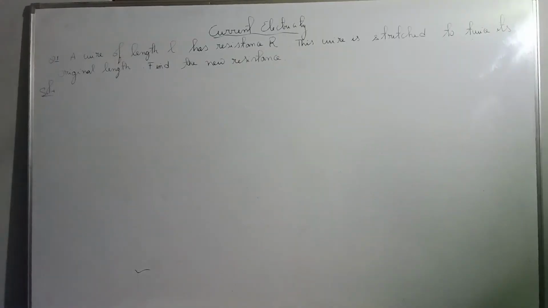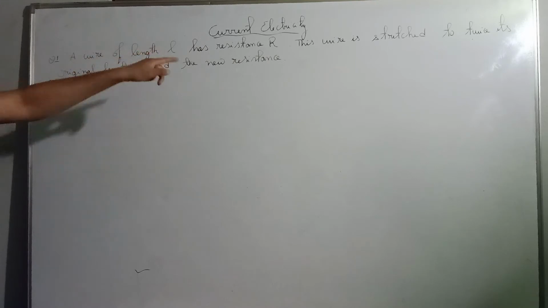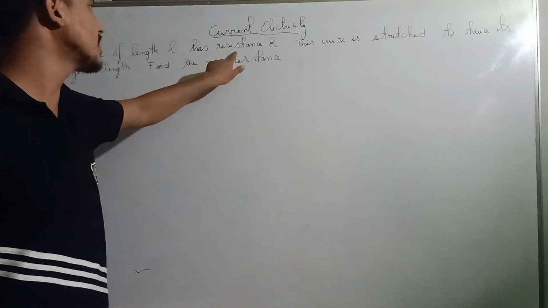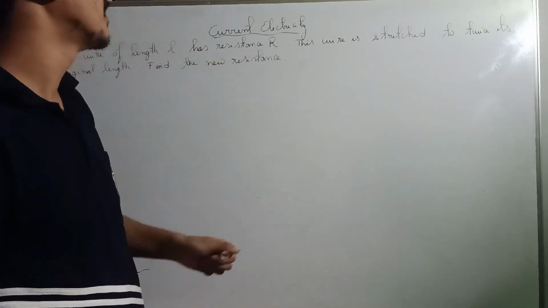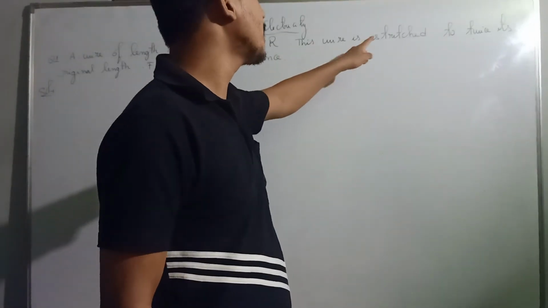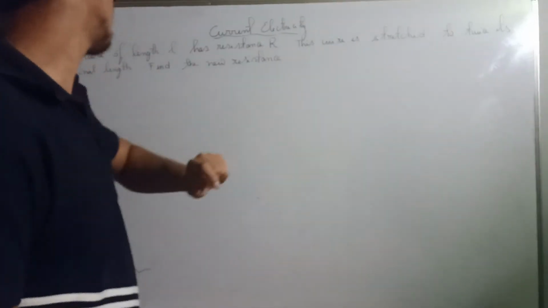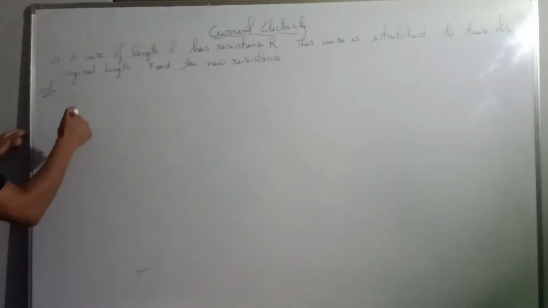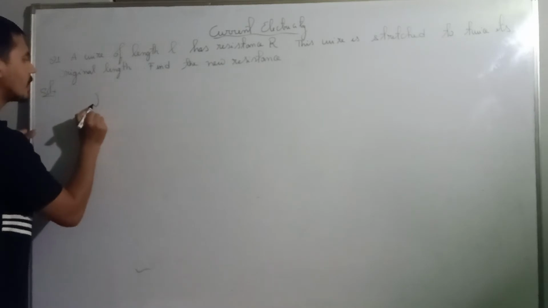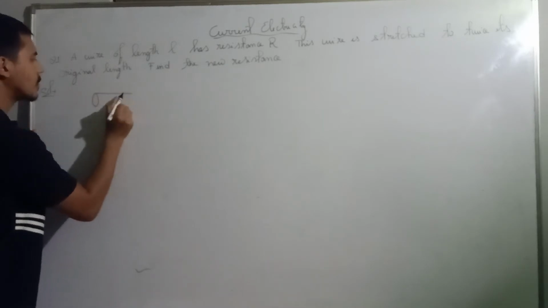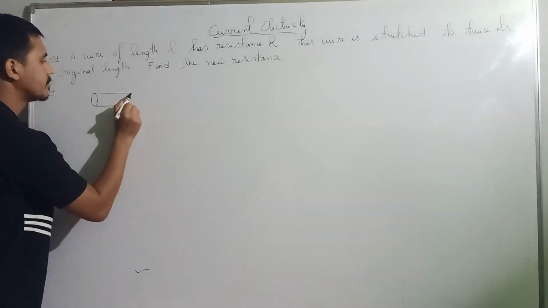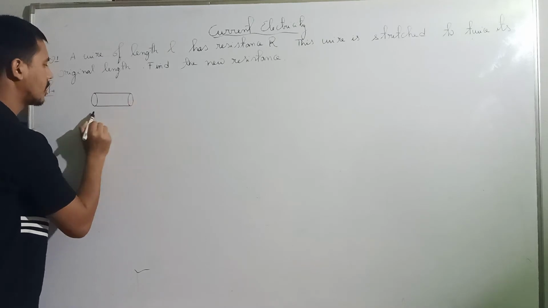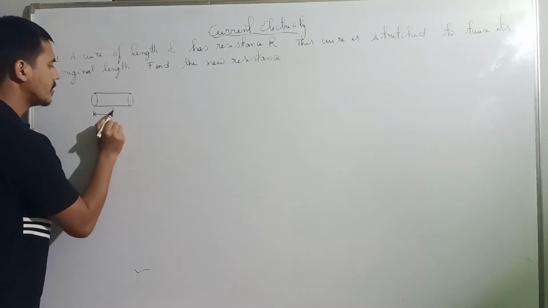So we'll try to solve a question. A wire of length L has resistance R. This wire is stretched to twice its original length. Find the new resistance. So there is a wire of length L. So this is your wire which has a length L.